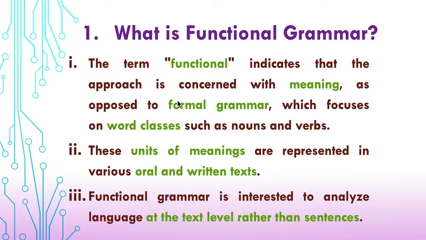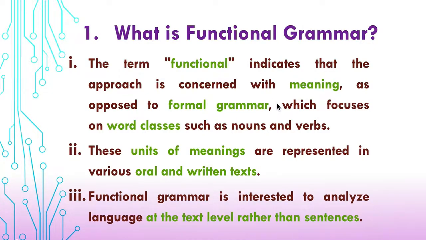What is functional grammar? The term functional indicates that the approach is concerned with meaning as opposed to formal grammar, which focuses on word classes such as nouns and verbs. Look here, the term functional indicates that the approach is concerned with meaning. Functional grammar is basically based on what is the meaning in the text. It looks at the meaning in the text as opposed to formal grammar, which focuses on word classes such as nouns and verbs.